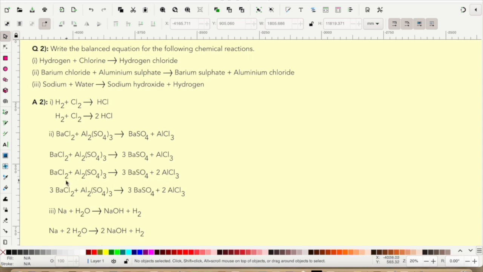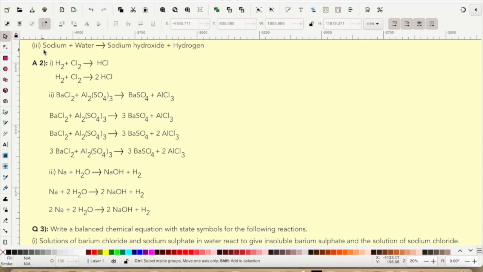Next we will see chlorine atoms. On the left hand side there are 2 chlorine atoms and on the right hand side there are 2 into 3, 6 chlorine atoms. So on the left hand side we will write 3 before BaCl2 to make the chlorine atoms on the left hand side 3 into 2 means 6. So chlorine atoms are balanced now. Now the whole equation is balanced.